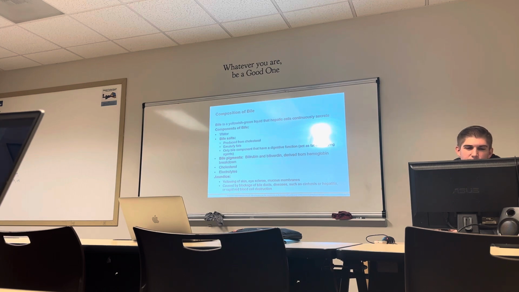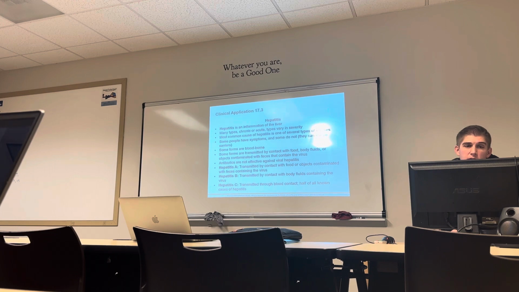All right. Bile pigment, bilirubin, and biliverdin, which are from hemoglobin breakdown. There are components there. Cholesterol is also a big part of bile, and some electrolytes, and some water. Okay. Jaundice is if you have too much bilirubin. Things turn yellow. Can be a problem if it gets way too high.